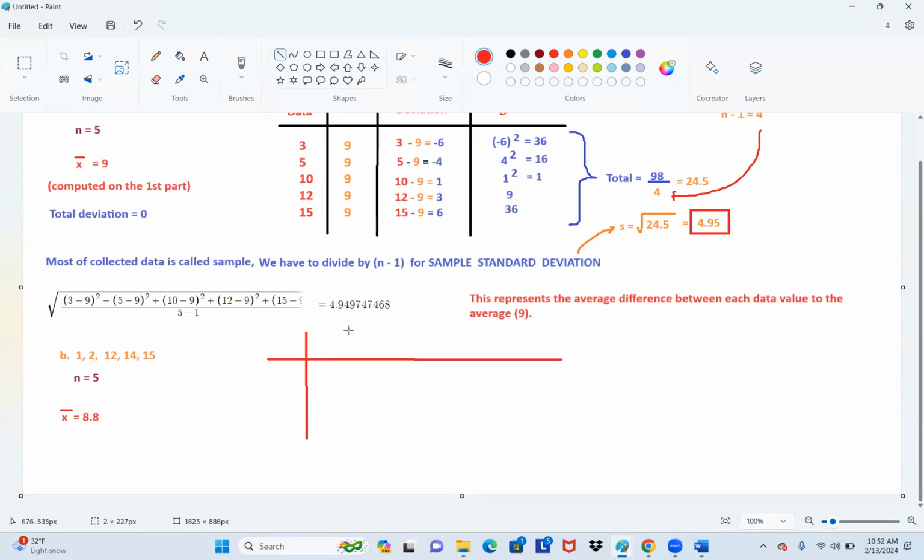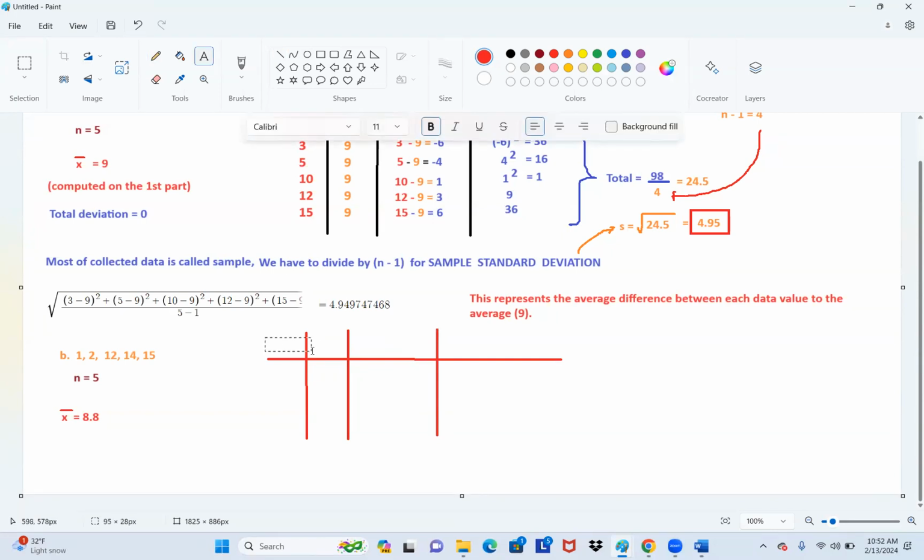Okay, so and then we do the same thing for that. You can't just compute it by doing all the math on the calculator, which is perfectly fine. So this one we call the data, and this one we call x bar. And this one we call deviation, D, right? And this one is D squared.